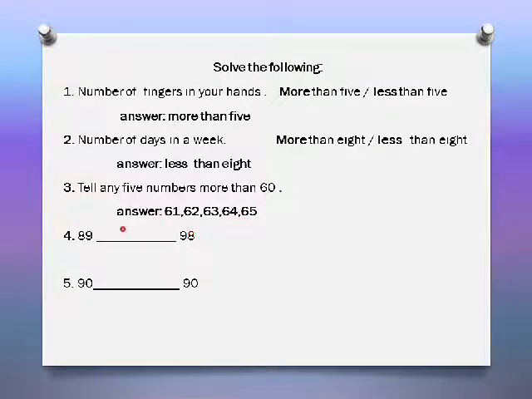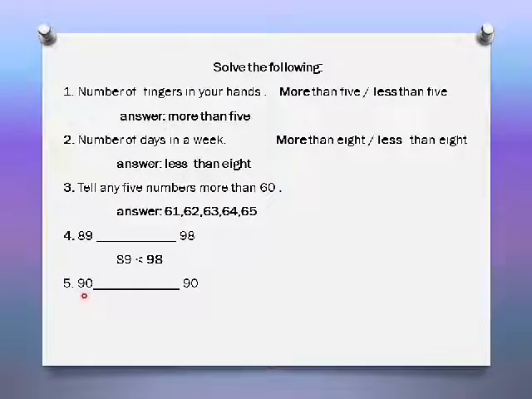Next, look at the fourth question. 89 and 98. Identify the correct symbol. Which one is coming here? 89 is lesser than 98. So, we put the lesser than symbol. Shall we check the answer? Yes, it is also correct.